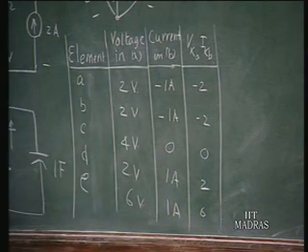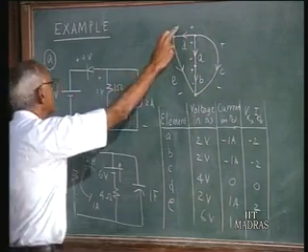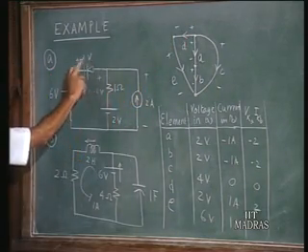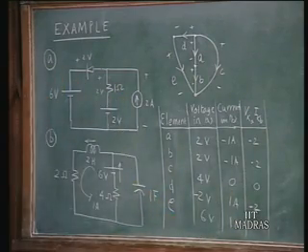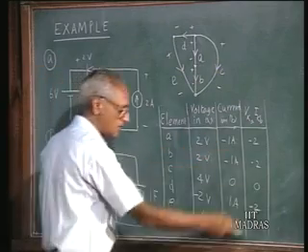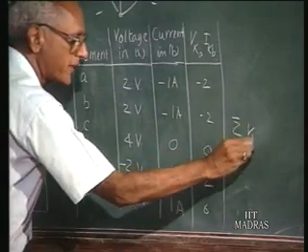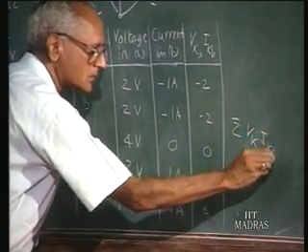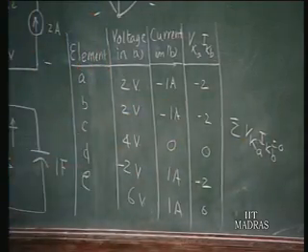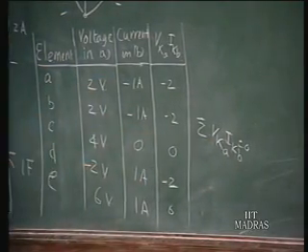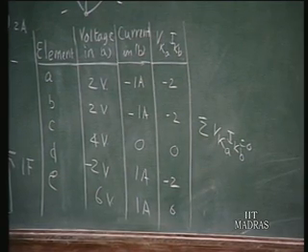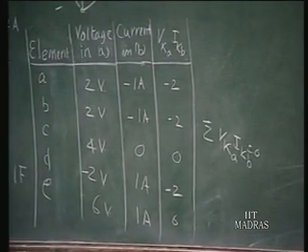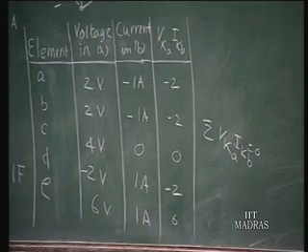Now you observe that as far as element D is concerned, this is positive with reference to this, but this is positive with reference to this, therefore you must write this as minus 2 volts. Minus 2. So if you add up all these, sigma VKA IKB is 0. So the sum of all these entries is 0. This is just an illustration of Tellegen's theorem applicable to 2 networks with identical topology but different elements.